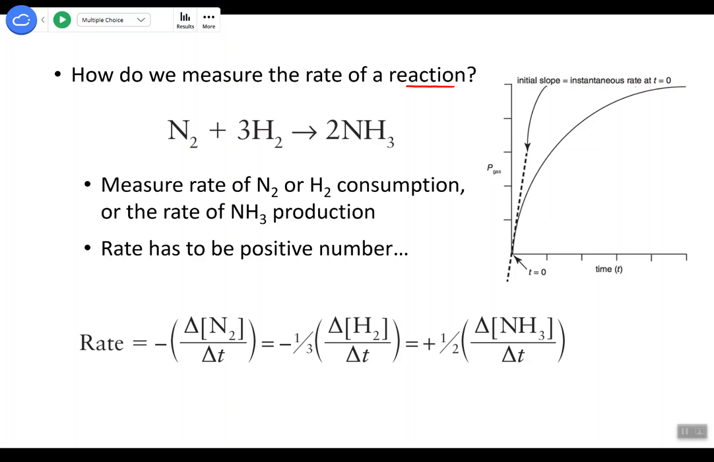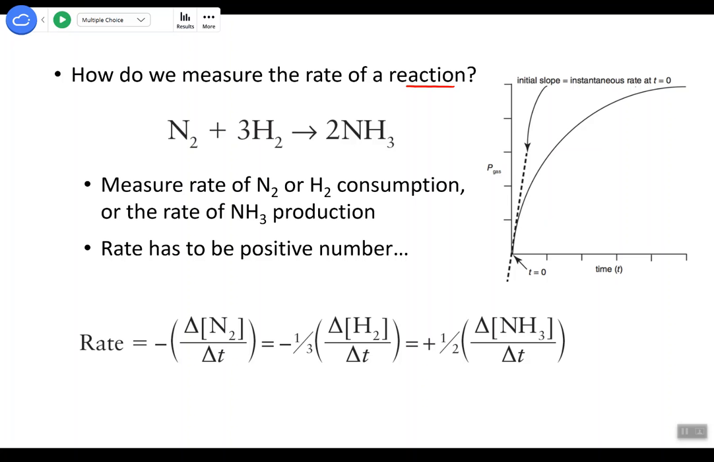Any other ideas? Okay, so we have color changes, gas formation. Gas formation could be pressure, or if it was at the same pressure, we could measure the volume of gas being formed. We could perhaps measure conductivity, any way that we can measure the amount that's used up and disappears, or the amount of something forming. The rate of the reaction also depends on what we're talking about.